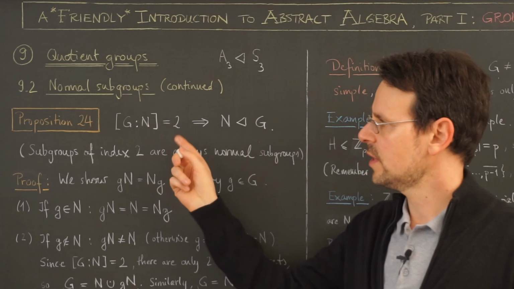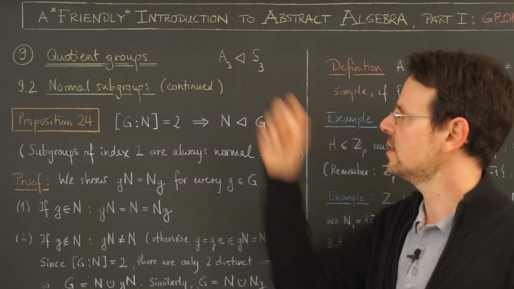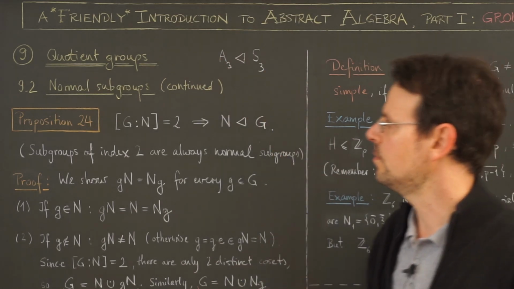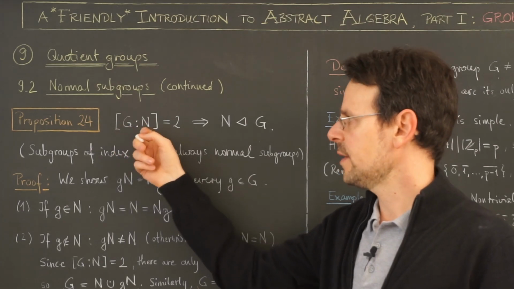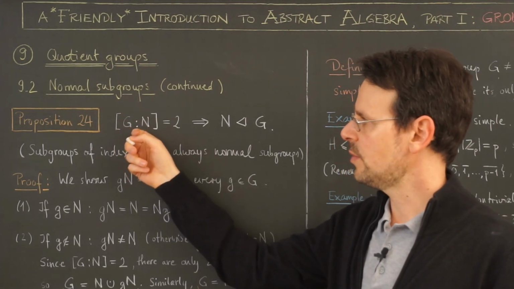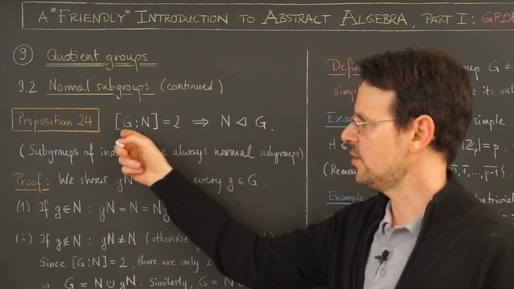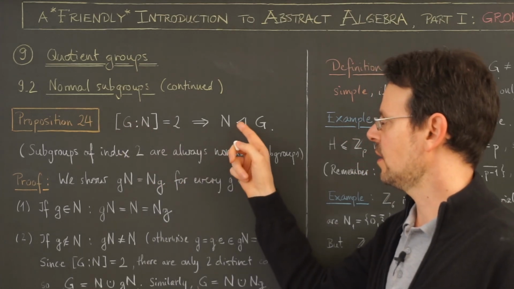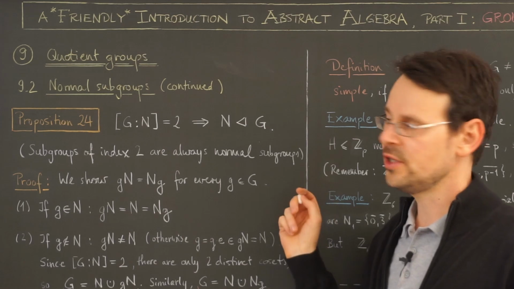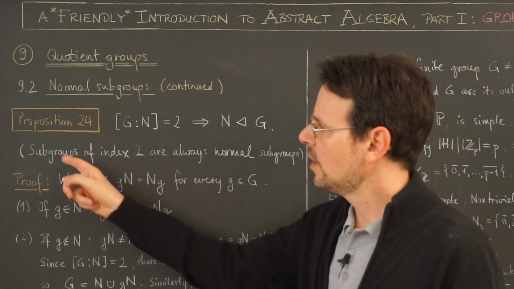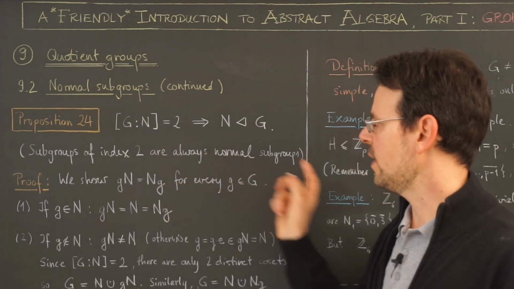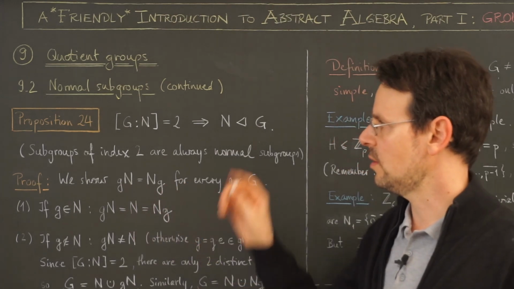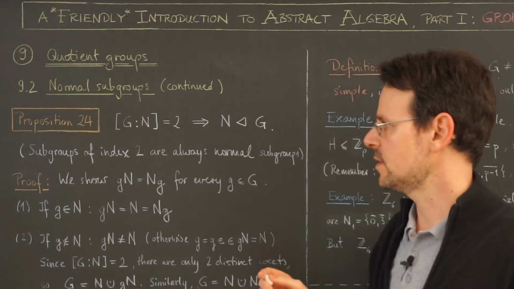Now, this proposition here contains a very useful result that in this case yields that this must be a normal subgroup without any further ado. So, as always, G is a group, N is a subgroup of this group G, and we suppose that the index of N in G is 2. Then this proposition asserts that automatically N is then a normal subgroup of G. So, in words, subgroups of index 2 are always normal subgroups. And this is also true for infinite groups, so we don't need the order of G to be a finite number. This is always true.